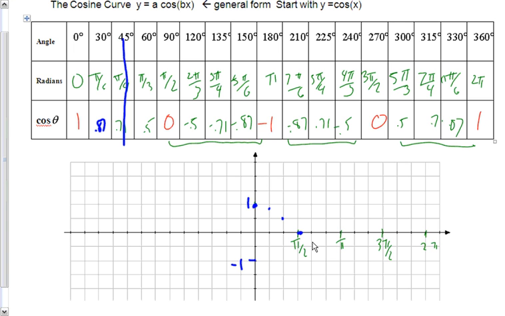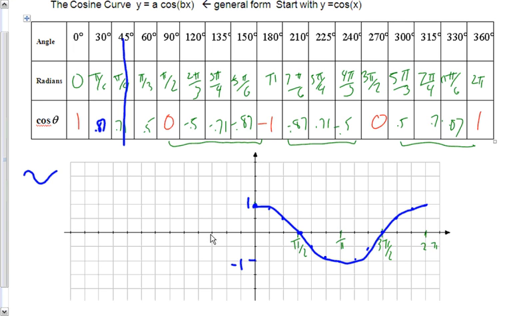So if we go downwards, this is going to be 0.5, then 0.86, then 1, then negative 0.86, negative 0.5, then 0, then 0.5, 0.86, then 1. So if I look at my graph, now I can see the curve it makes. Now again, this is tough for me to do on my little pad here, but it makes a nice smooth curve like that.